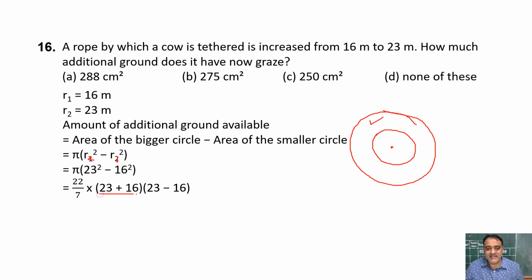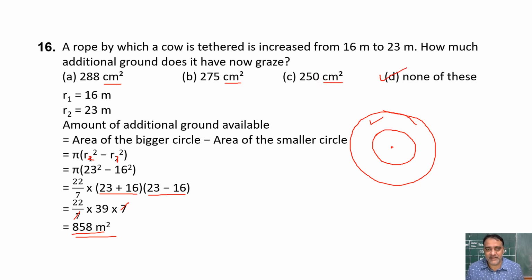Yes, sir. This is 39 and this is 7. So 7 we can cancel with 7 and the final answer is 858, that is 22 into 39, right? And the unit is not given here. See, the first answer is in centimeter square, this is also centimeter square, this is also centimeter square, so the answer is none of this. Clear?